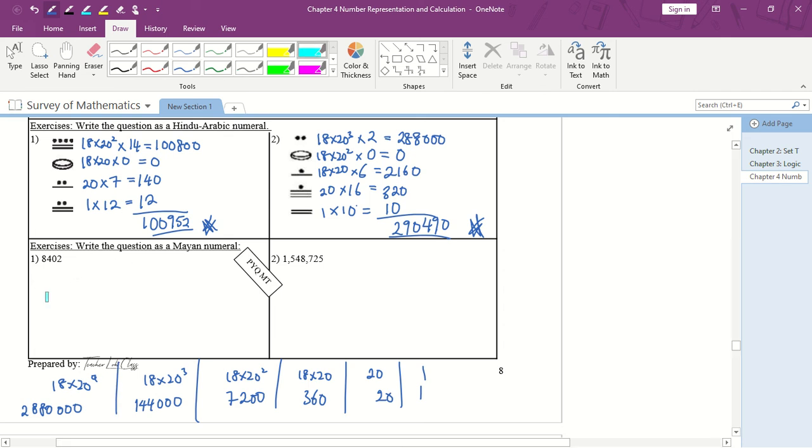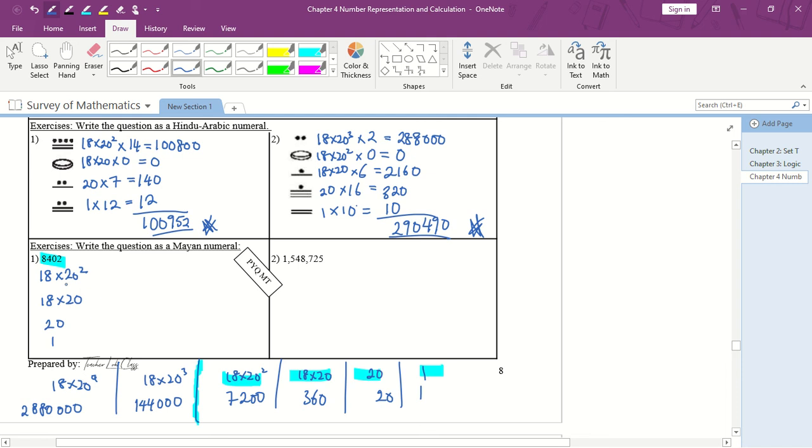And now, once we figure this out, look at the question here: 8402. So now we need to think, 8402 is in between which two? If you carefully look at it, you know it is in between here. It's more than 7200, but it's less than 144,000. So for sure, we need to choose this one. Okay, just like the same concept, 1, 2, 3, 4, and we need to write it down here: 18 times 20 square, 18 times 20, 20, and 1.